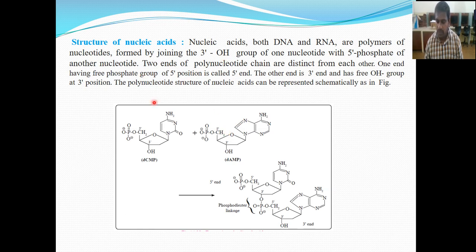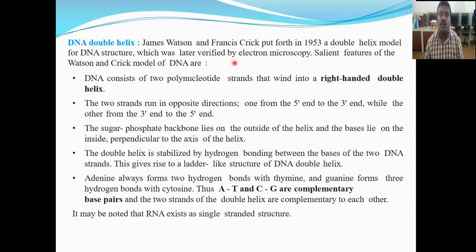Then DNA is called a double helix structure. Why it is called a DNA double helix, we'll see here. The names of the scientists are Watson and Crick. Watson and Crick put forth the double helix model for DNA structure in 1953.